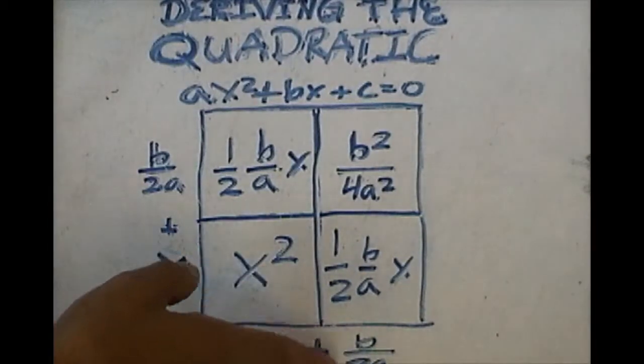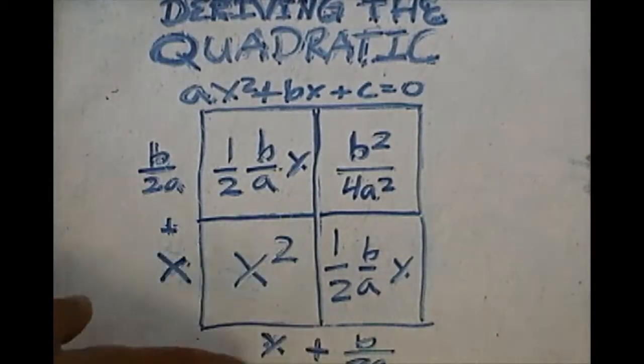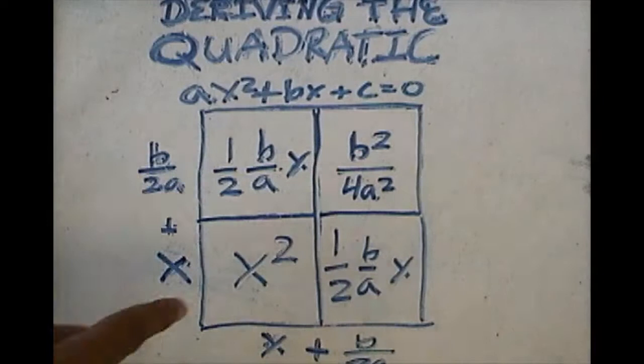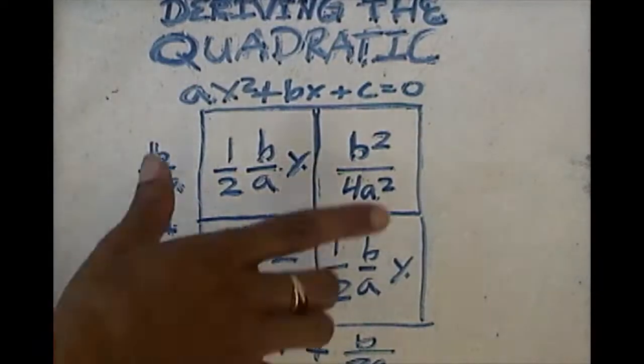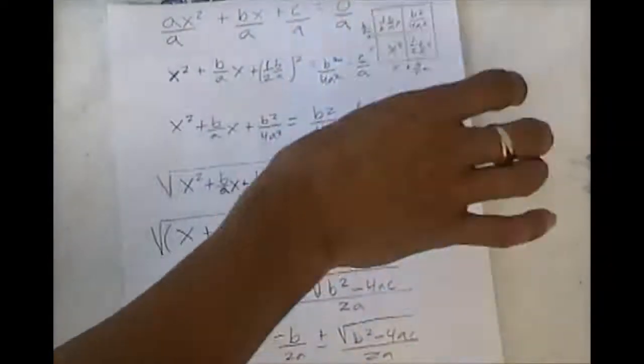And down here you can barely see it, but that's supposed to say b over 2a. So basically what I have is the two sides of the rectangle, and I am multiplying them together. And that's what it is right here.